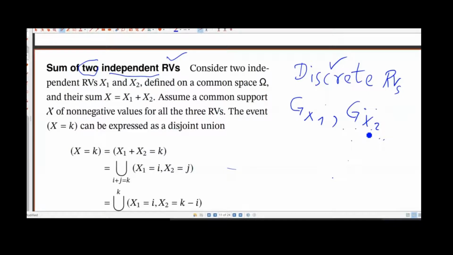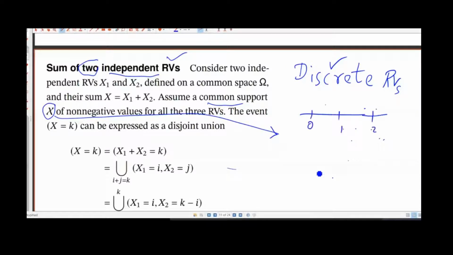And I must assume that they have a common support. How can I make sure that they have a common support? Even if it is not, that is what you do in convolution. Let me just give you an example of how you make sure that you have a common support. Let's say x1 is non-zero for 0, 1, and 2. Yeah? And let's say x2 is non-zero for 1, 2, and 3. So how to actually construct a common support? What will you do?